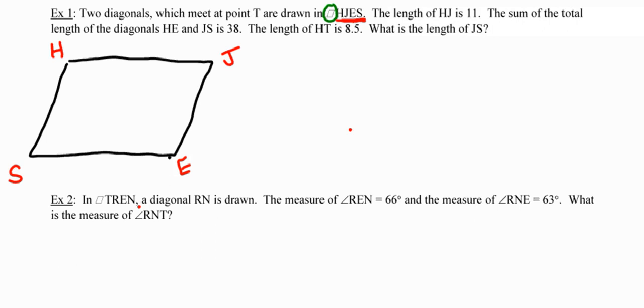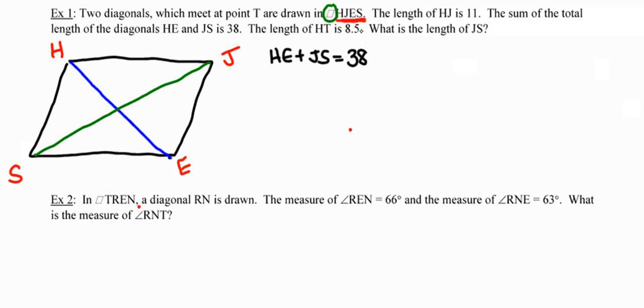That's really important. So we've got the first diagonal in there, HE. I'm going to make that one blue. The second diagonal is JS, and I'm going to make that green. It says the sum of the two together, HE plus JS, is 38. And it tells us the distance between points H and T, and remember point T is right here in the middle, is 8.5.